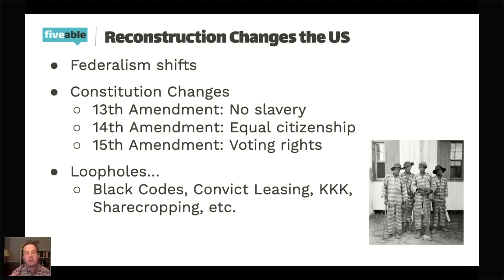So be aware of the 13th, 14th, and 15th Amendments. Be aware of what they mean and then also what their loopholes are, because that will be really important for adding some nuance to an essay, let's say.